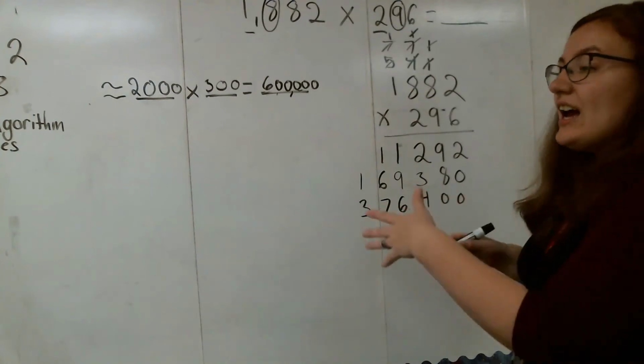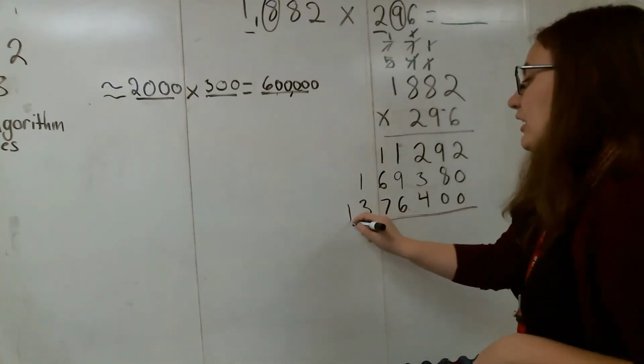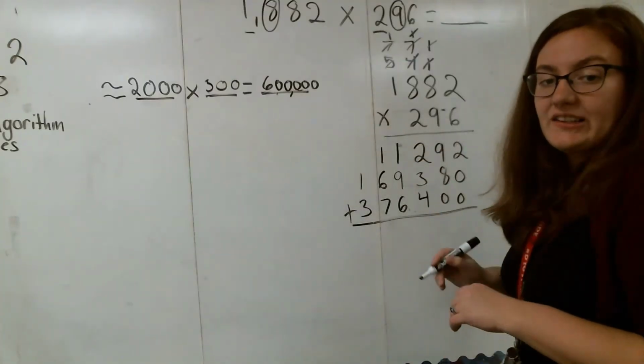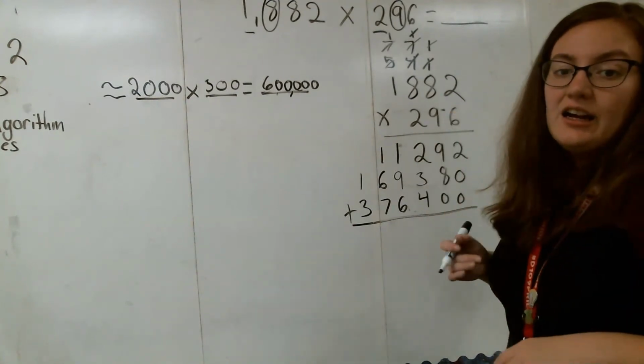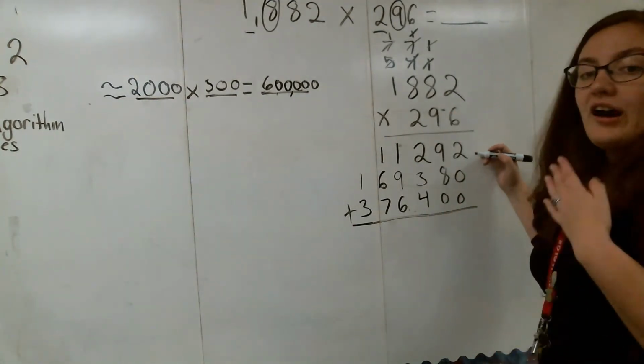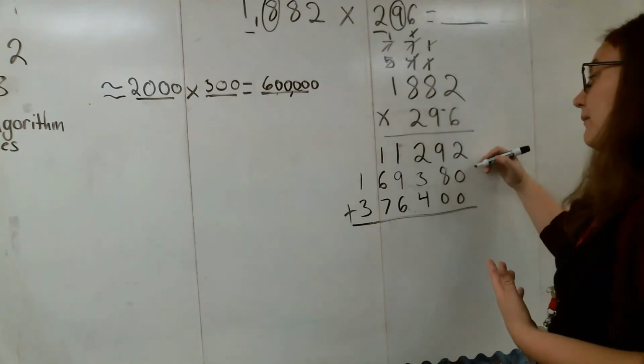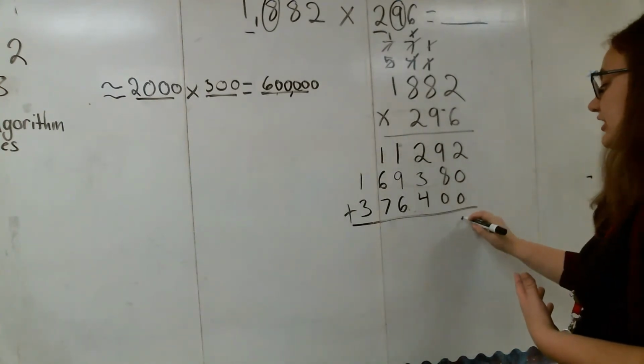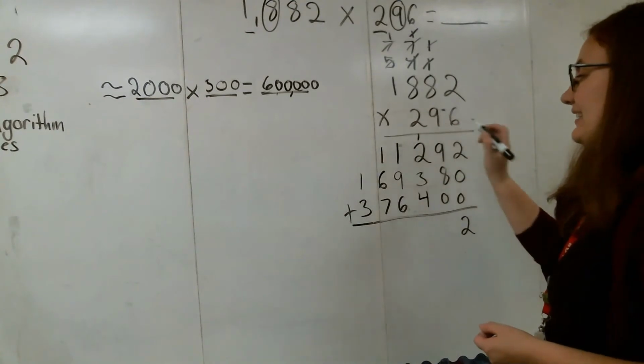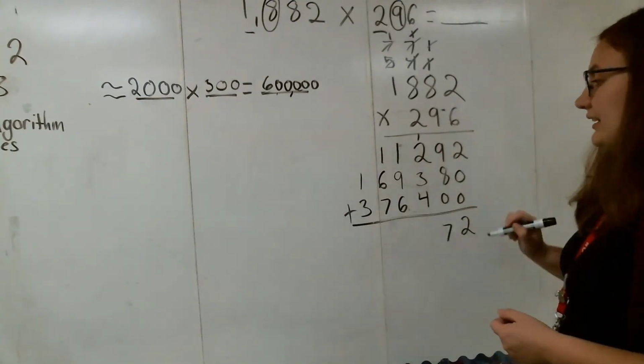Again, these partial products so far are making sense. It looks like they're going to be eventually all adding up to a number close to 600,000. We're using our number sense to help us out with this. Now our last step is to add everything up. So I have 2 plus 0 plus 0, which is 2. 9 plus 8 is 17. Carry the 1, leave the 7.